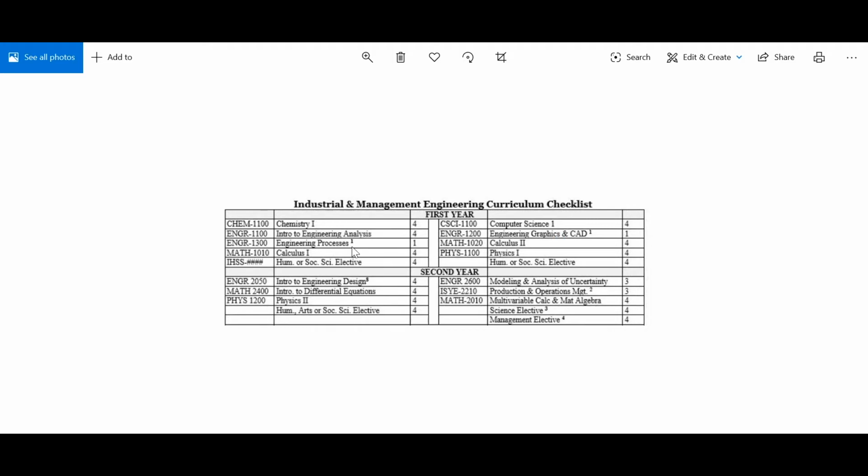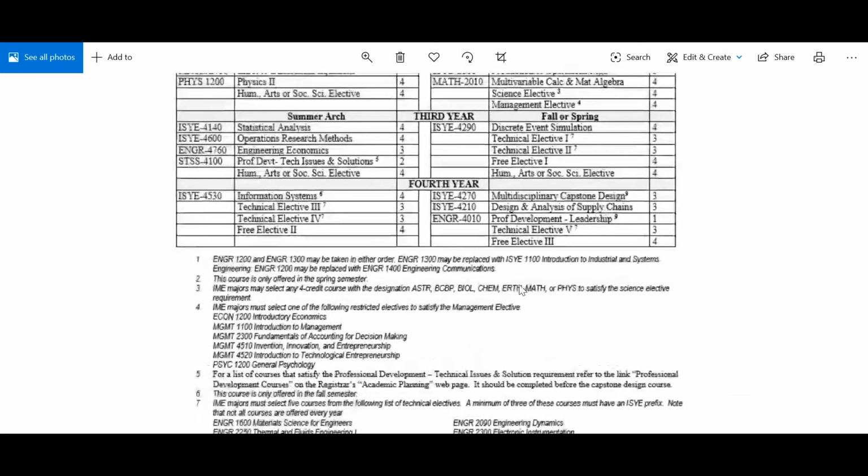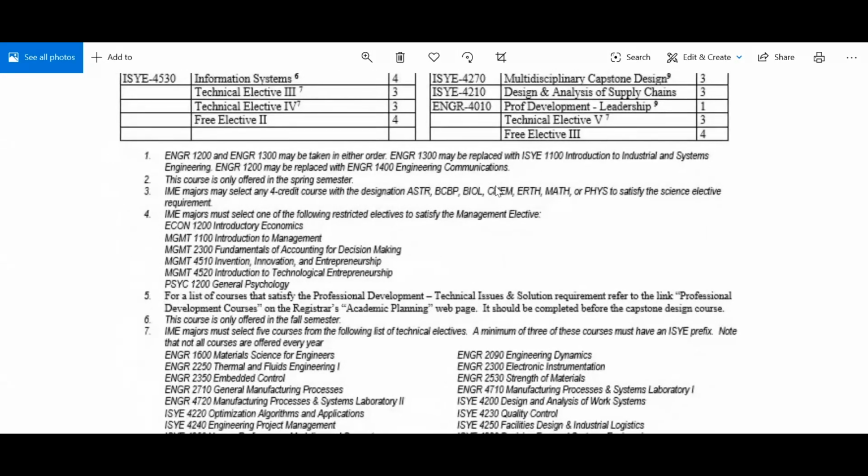Next, you have Engineering Processes. So Engineering Processes is a one-credit course that you're actually able to choose either this or another course within the Industrial Management Engineering curriculum, which is ISYE 1100, Introduction to Industrial and Systems Engineering, being footnote one.